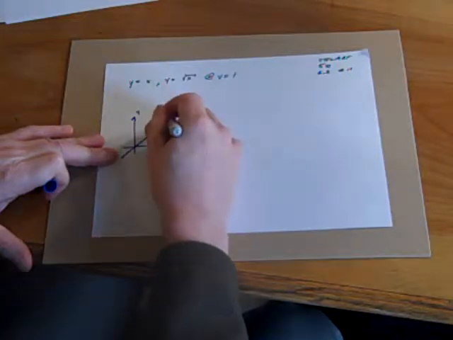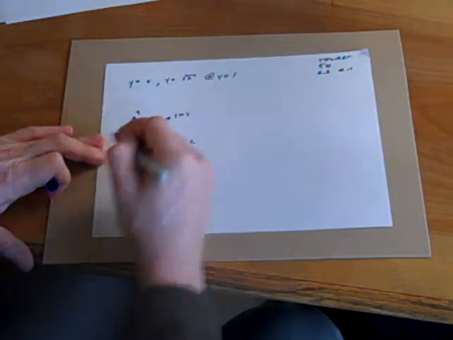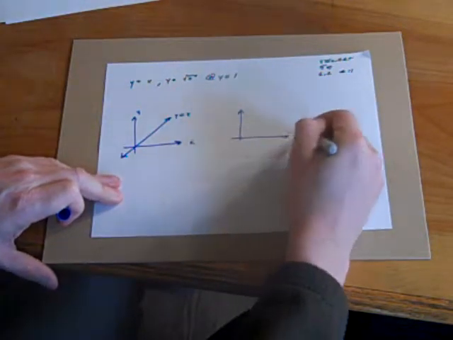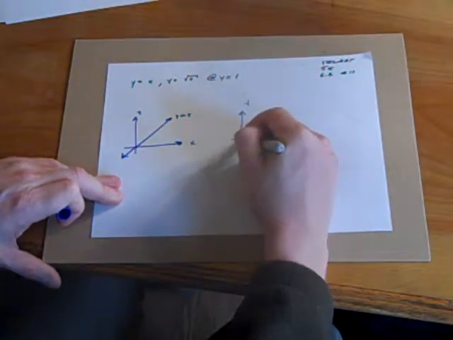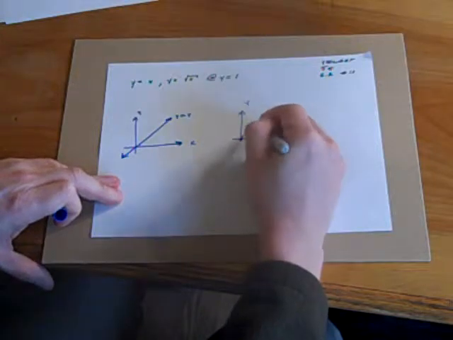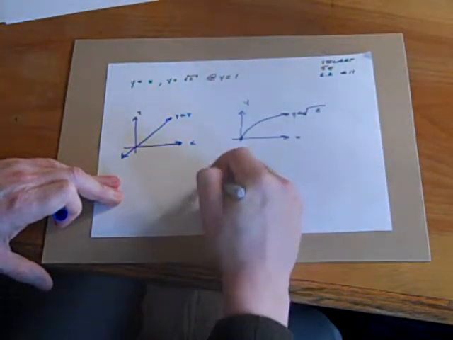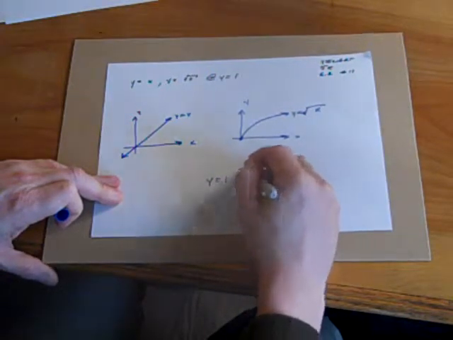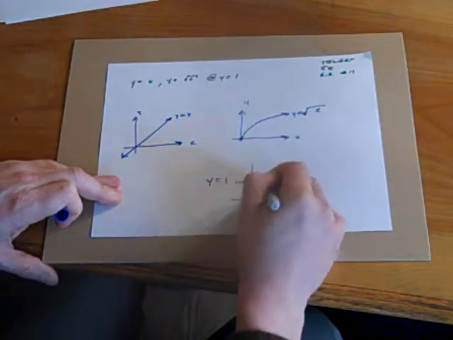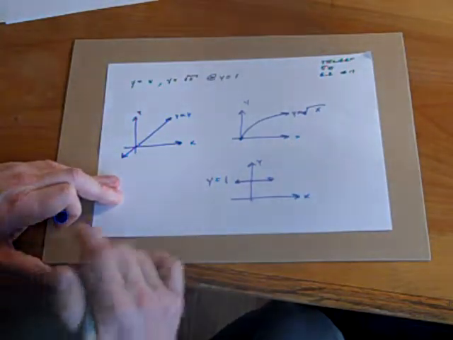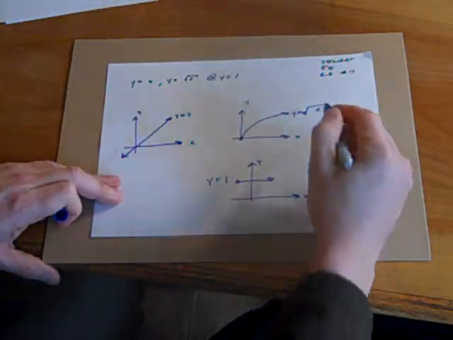I'm thinking of the line y equals x. I'm thinking of the root function bound this way, y equals square root of x. And finally I'm thinking of just y equals 1, the horizontal line that goes through the value of 1. And I'm trying to picture these all together.